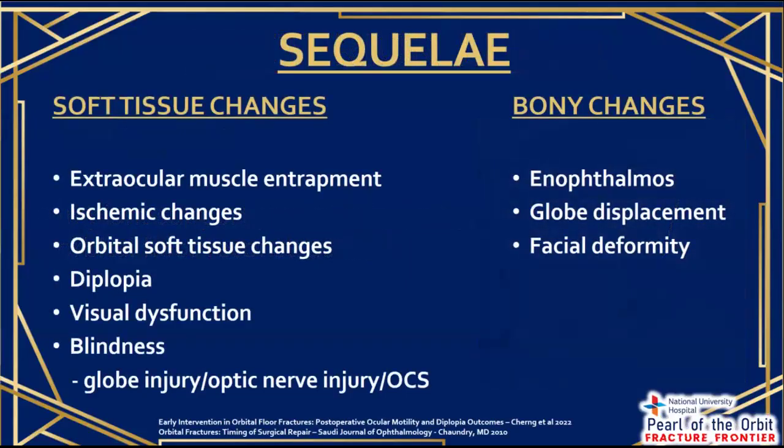Orbital fractures, when unrepaired, can lead to a plethora of complications, whether soft tissue or bony changes. Blindness can herald from globe or optic nerve injury, or orbital compartment syndrome. In addition, aesthetically debilitating conditions such as clinically significant enophthalmos or globe displacement may appear with large bony defects.